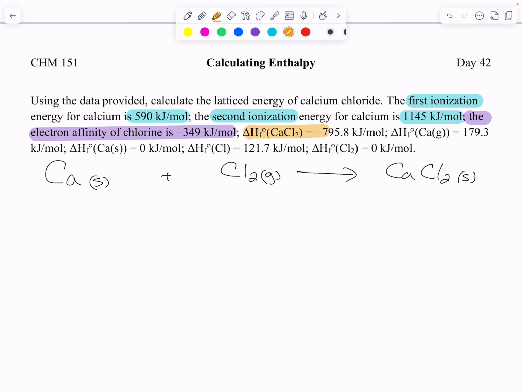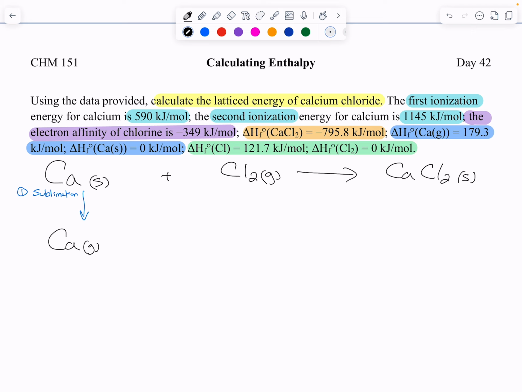Delta H is that. Sublimation, you have these two to use. And then we have the bonds here for Cl. We're to calculate the lattice energy of calcium chloride. So we know that calcium has to sublime. Step one is sublimation, going to Ca gas. How do I do that? I'm going to use these delta H's: 179.3 kilojoules per mole minus 0.